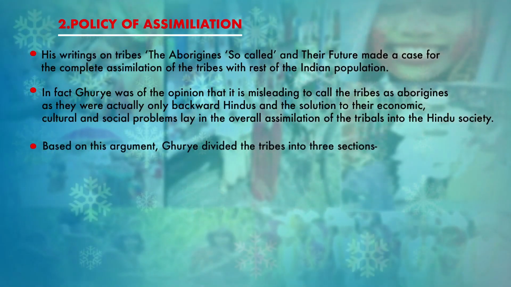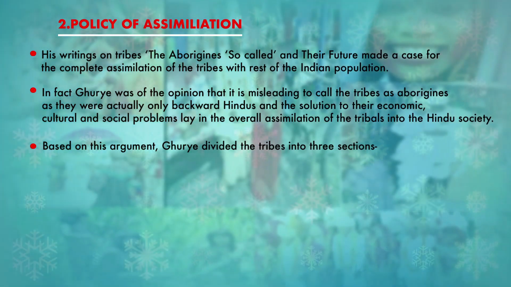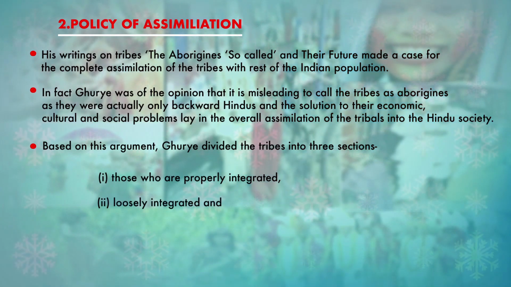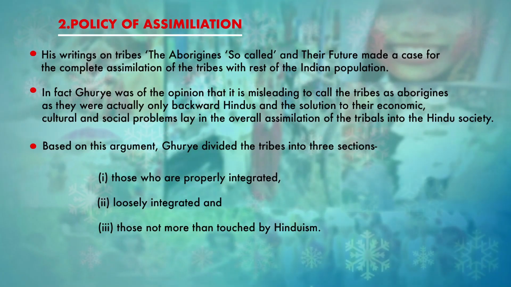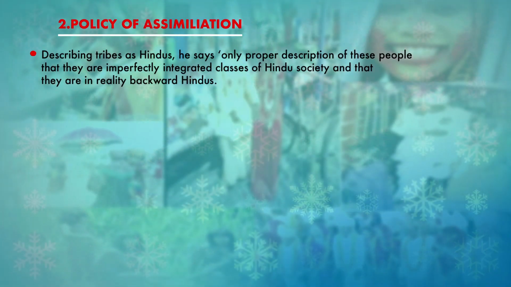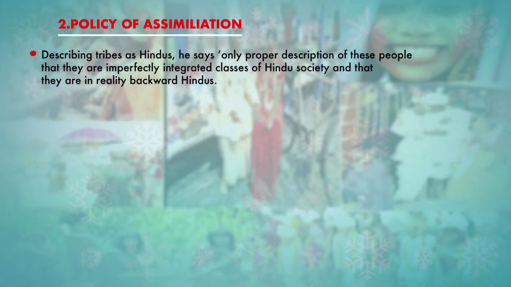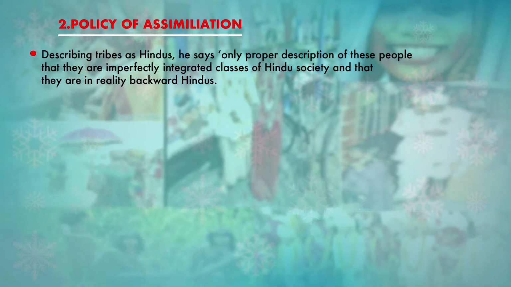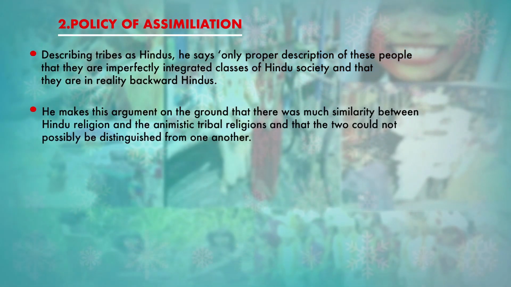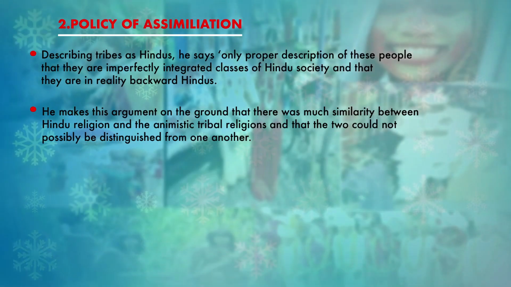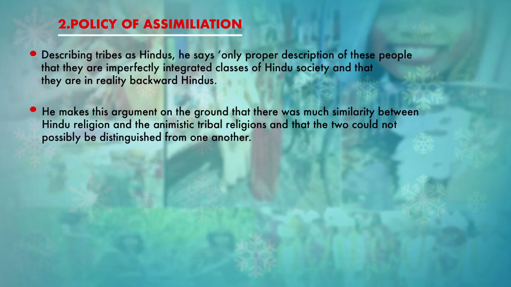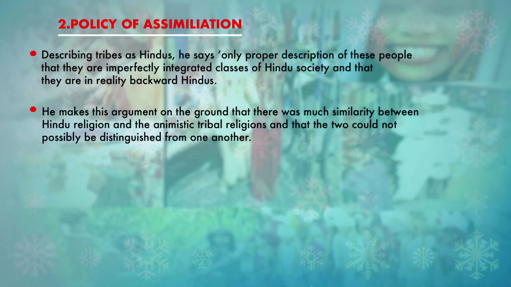Based on this argument, Ghurye divided the tribes into three sections: those who are properly integrated, loosely integrated, and those not more than touched by Hinduism. He described the tribes as Hindus. He says the only proper description of these people is that they are imperfectly integrated classes of Hindu society and they are in reality backward Hindus. He also makes an argument on the ground that there was much similarity between Hindu religion and the animistic tribal religions, and that the two could not possibly be distinguished from one another.